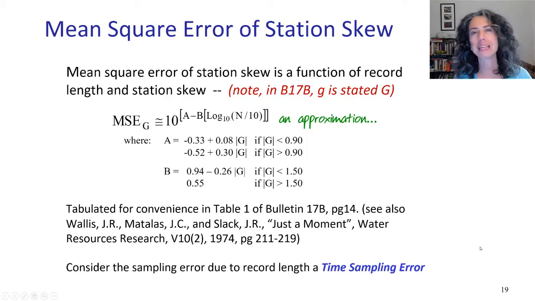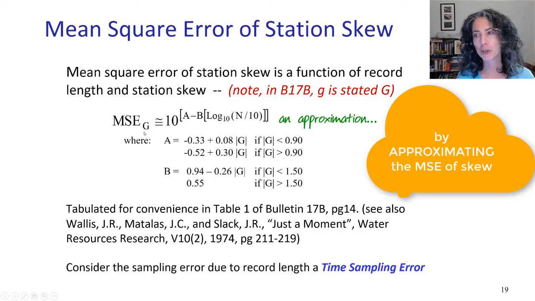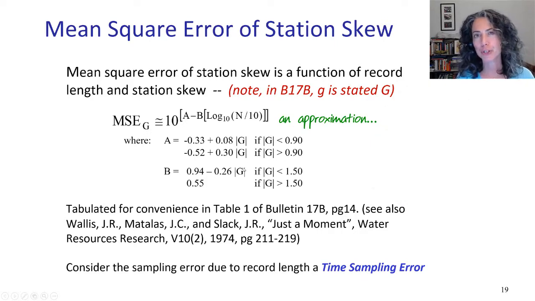They also made life a little bit easier on us by estimating the mean square error of skew as a function of sample size n and computed skew coefficient g. So with this approximation, we don't really need to use the table.